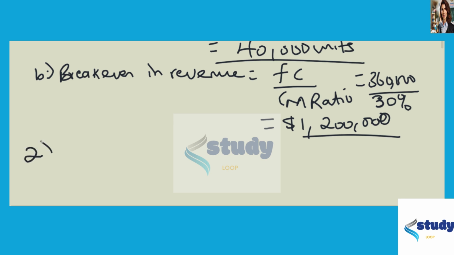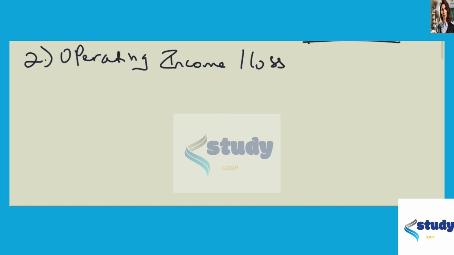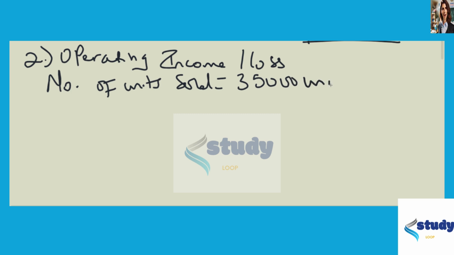So the next question, question 2, says if 35,000 units are sold, so we sell 35,000 units, what will be the store's operating income or loss? So the operating income or loss is what we're going to find. And we sold 35,000 units. So the number of units sold is 35,000 units, right?